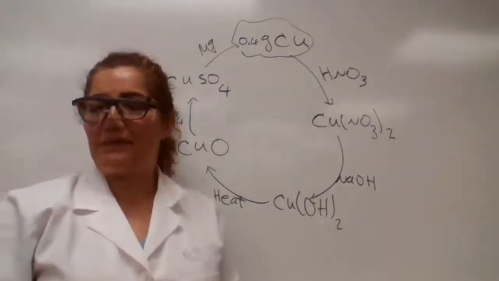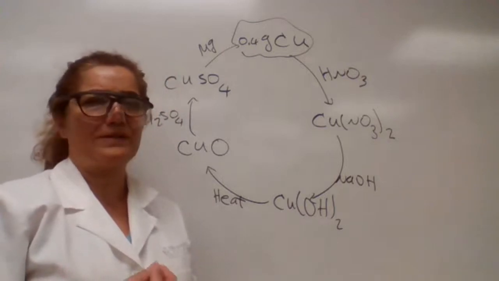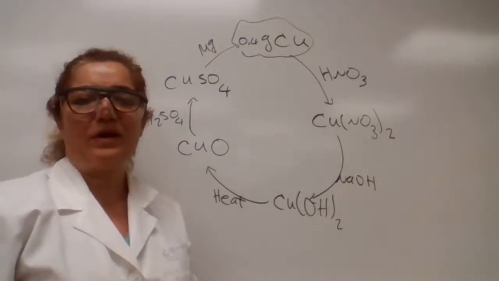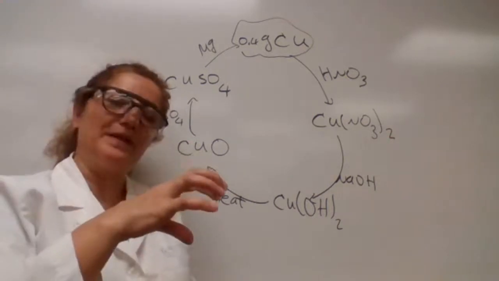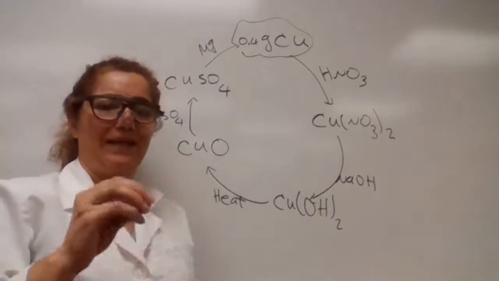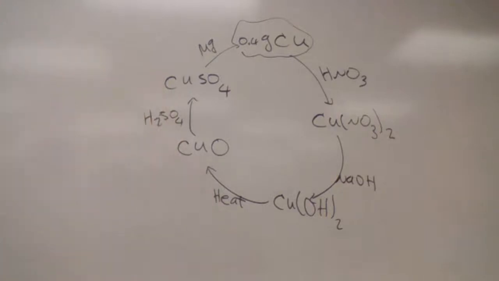Decanting: if you have a mixture of solid and liquid, you have two ways to separate them. One is decanting, the other one is filtration. When you are decanting, you are pouring off the top liquid without getting any of the solid into the other container. So that is called decanting.